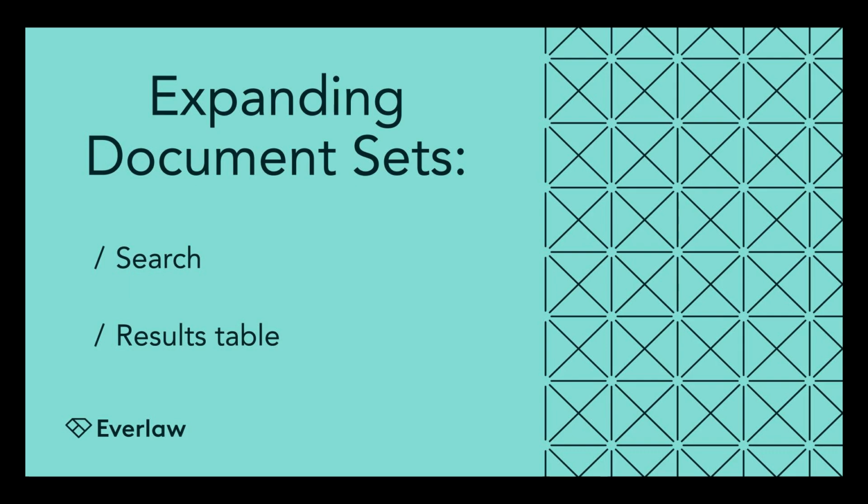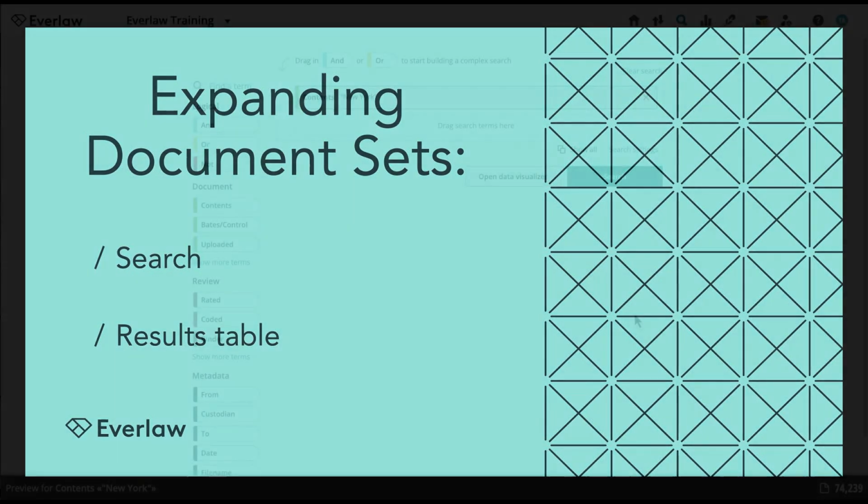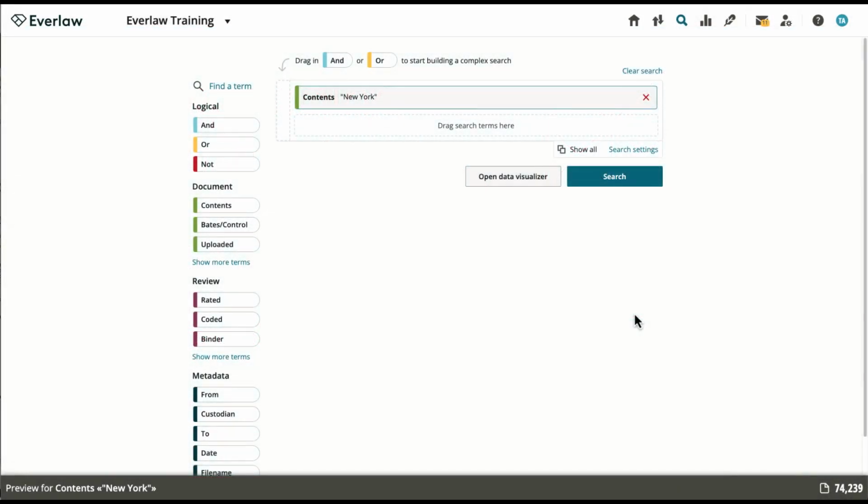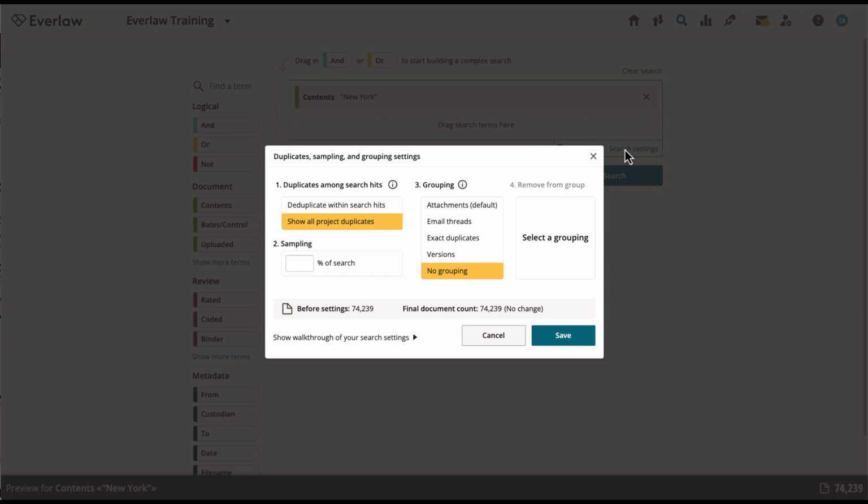You can use these same contextual relationships when you're working with a larger set of documents. When you're building a search and want to make sure your results include related documents, you can select Search Settings, which will bring up a panel with several options.